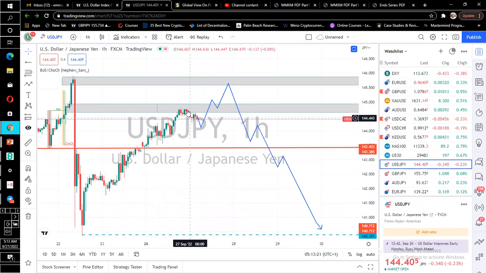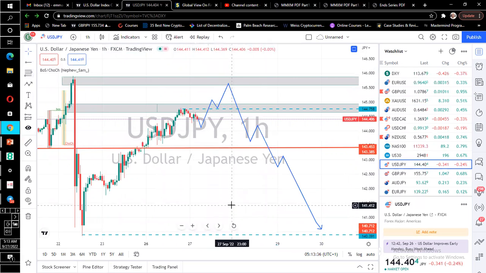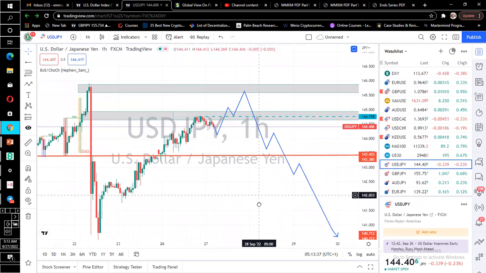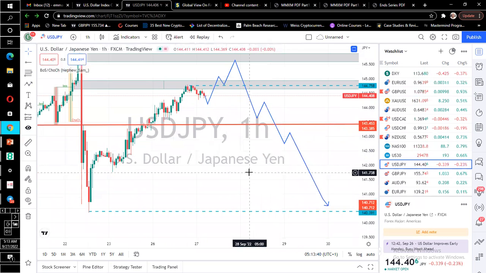Right, they are actually at the breaker block right now, but I'm not seeing them coming down. I want to see this high now taken out. This level here taken out. And they go here, from here they begin to go to the downside. That is what I'm expecting from this pair.